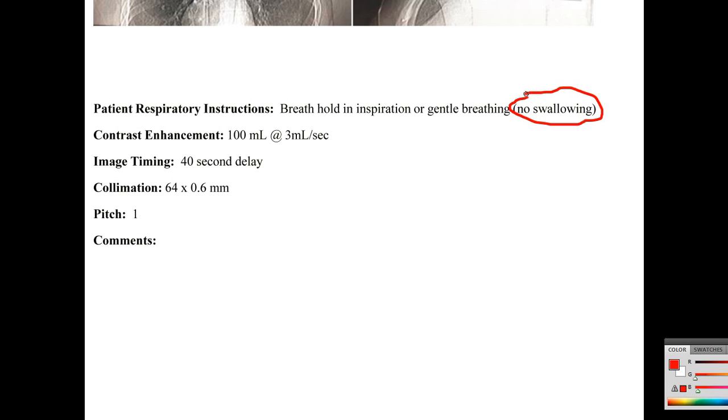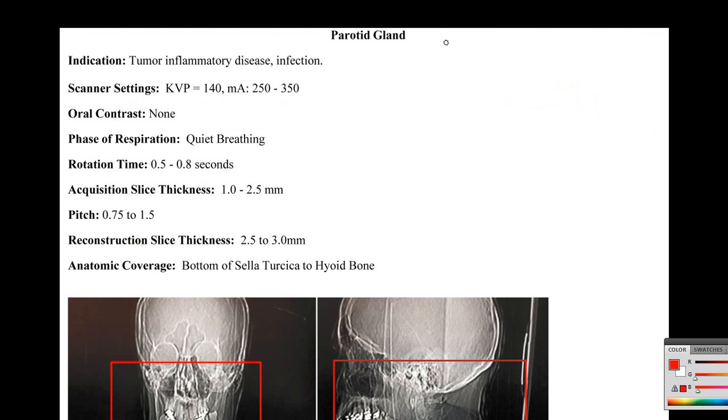Contrast enhancement, once again, is the same as it's been for the first two scans. 100 milliliters, 3 milliliters per second. Image timing is going to be about 40 seconds. So the scanner is going to take off after 40 seconds from the initial injection. Collimation, once again, is 64 by 0.66 millimeters. Pitch is 1, and that is it for this scan.